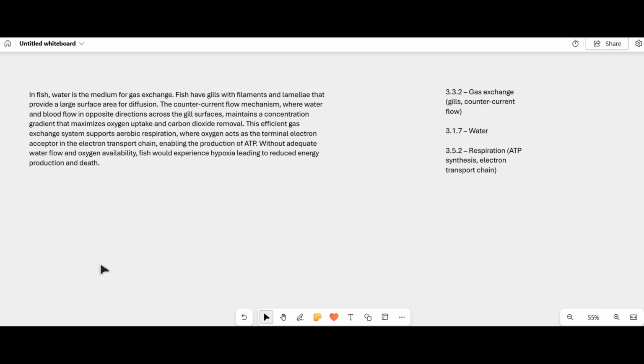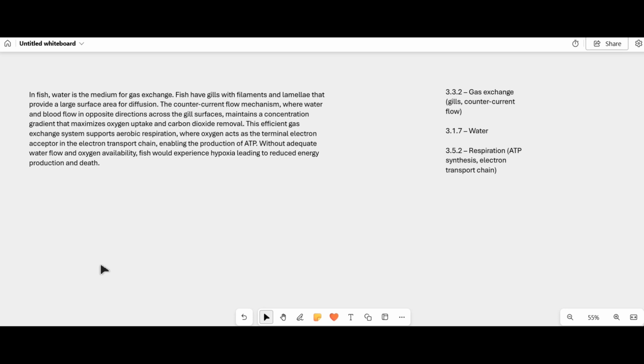Alright, cool. So paragraph 9. As you see, inside the plan, I was talking about gills and fish and all that, so we want to talk about that as well. So in fish, water is a medium for gas exchange. Fish have gills with filaments and lamellae that provide a large surface area for diffusion. That's just A-level.